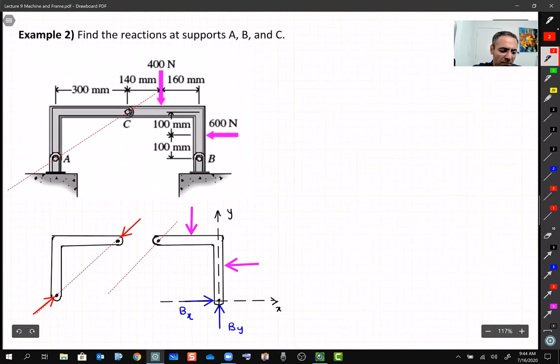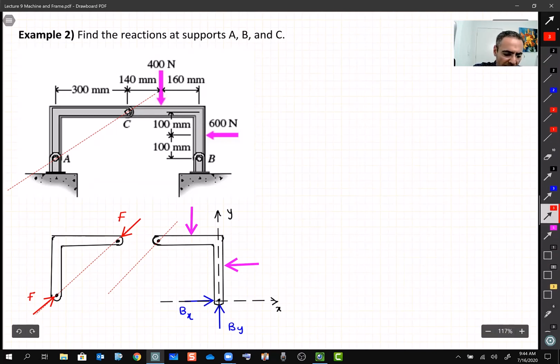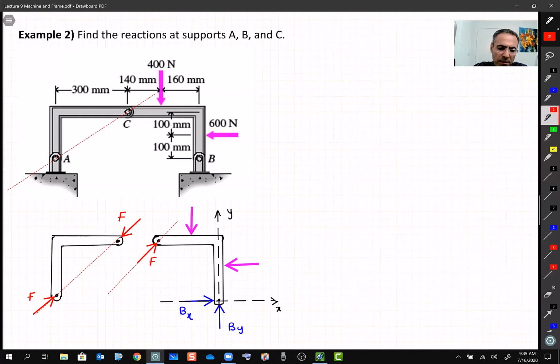Here, if I apply this load, it is intuitive to think that this is under compression, but again, it doesn't matter. You can draw it as a tension load. So what is the tension? We don't know. Let's call it F. And if I show F in this direction, the reaction, remember, is the same load but in the opposite direction on the same line, F. All right, so this is what I got.